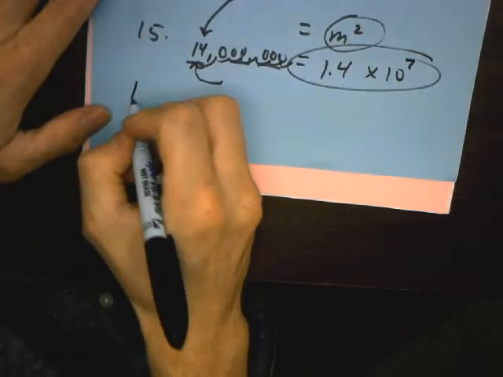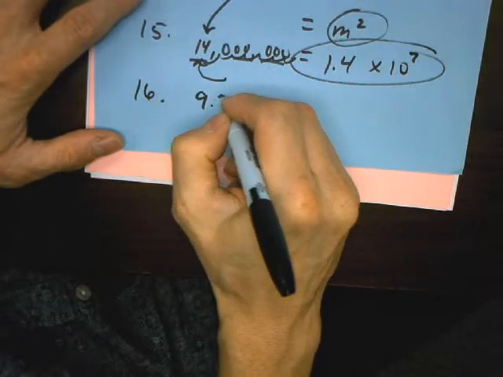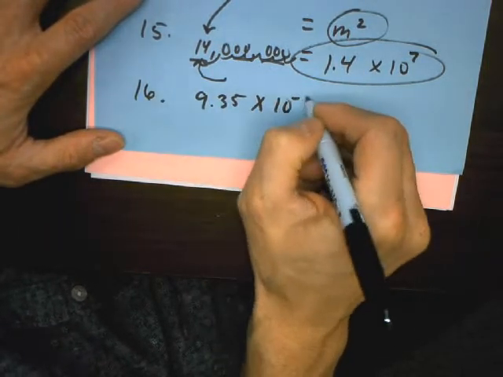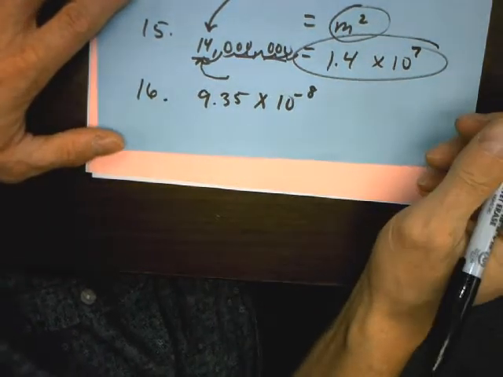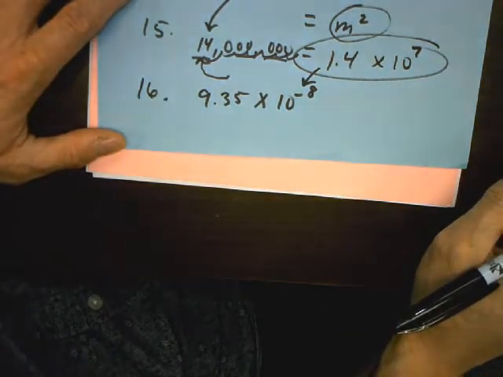Now it's not 10 to the negative 7th because 14 million is a big number compared to 1, not a small number. 16. We're going to write 9 and 35/100 times 10 to the negative 8th in standard or decimal notation. Now, this is a really small number because it's a negative exponent.